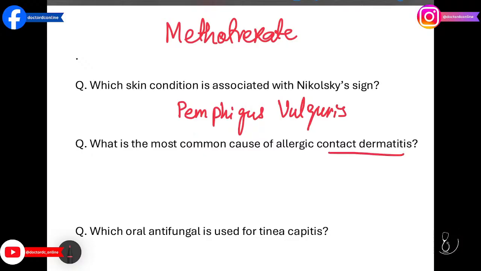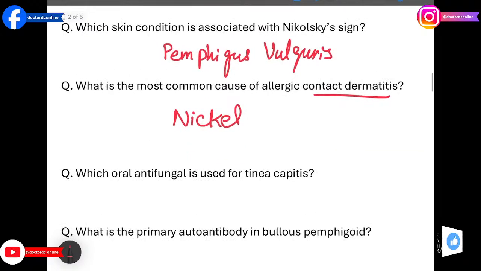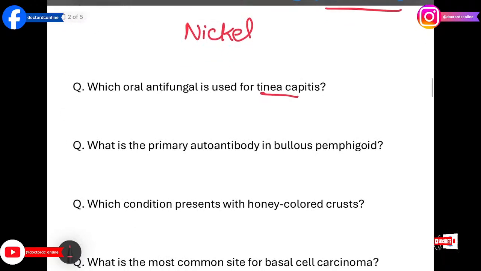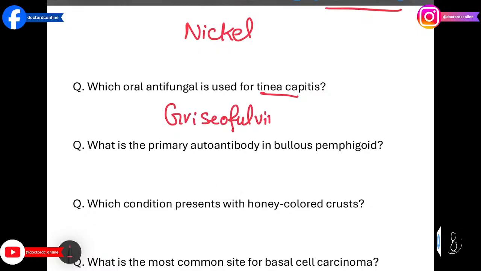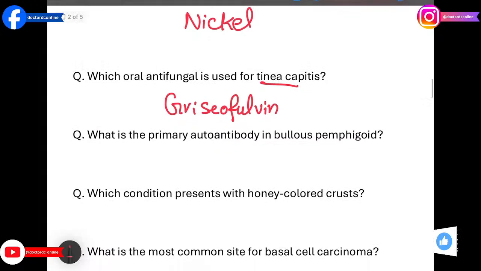What is the most common cause of allergic contact dermatitis? Nickel. This metal in jewelry or clothing triggers localized itchy rashes in sensitized individuals. Which oral antifungal is used for tinea capitis? Griseofulvin. It targets dermatophytes in hair follicles, effective for scalp infections.